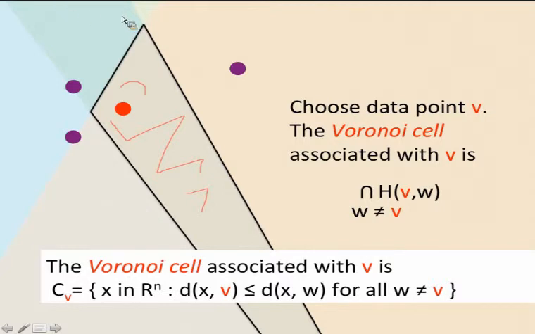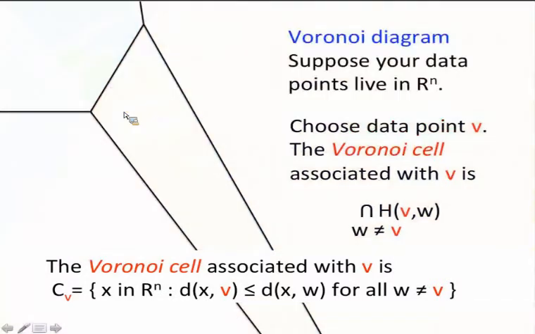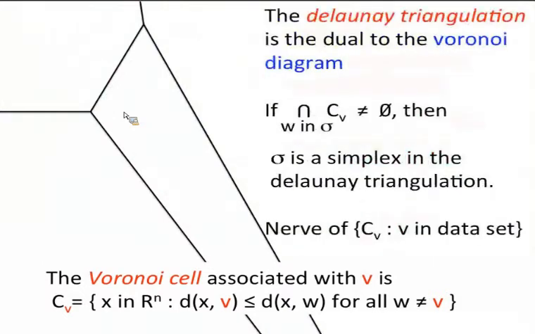I can take this blue half plane right here, intersect it with an orange half plane, intersect it with a green half plane, and I get this Voronoi cell right here corresponding to this point. We do that for every single point, and we get our Voronoi diagram. Once we have a Voronoi diagram, we can take the dual of that, or the nerve.